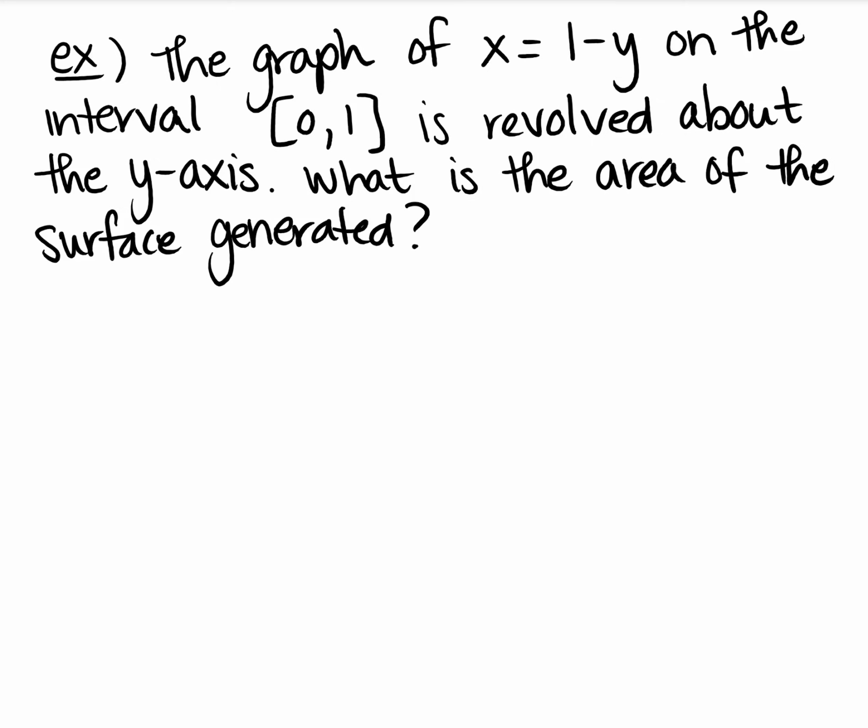So we have the graph of x equals 1 minus y on the interval 0 to 1. Realize that interval is in terms of y, that's 0 to 1. It's actually going to be the same in x too, but because y is the independent variable and x is the dependent variable, that 0 to 1 implies that's y. We're going to revolve it about the y-axis. We are not doing shells, we're not doing volumes, so we know that the y-axis means we're going to be integrating with respect to y, right?